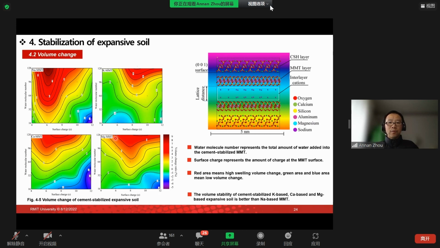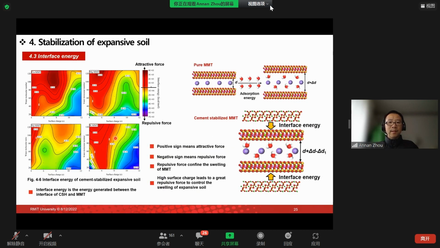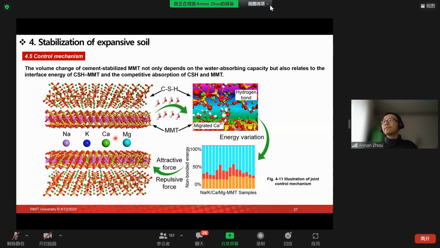So I would just skip this and come to the final conclusion about this part. Based on the nanoscale analysis, we can find the volume change of the cement stabilized montmorillonite not only depends on the water absorption capacity of the montmorillonite, but is also related to the interface energy of the cement montmorillonite interface and the competitive water absorption between the CSH and montmorillonite.